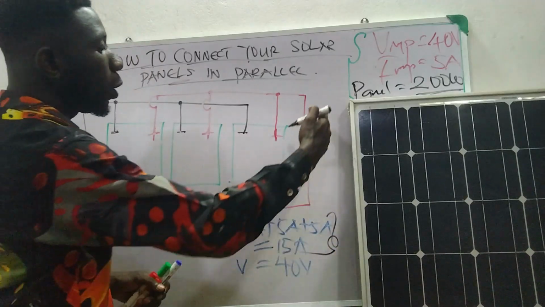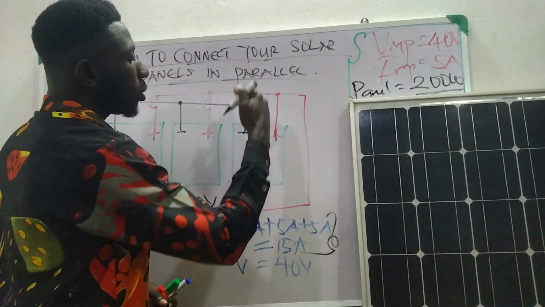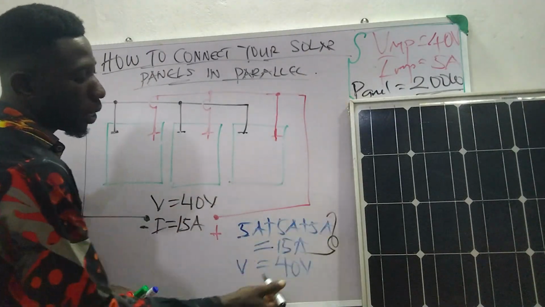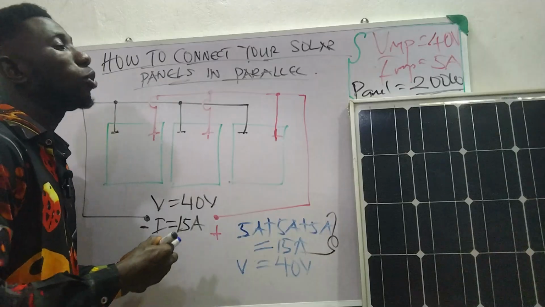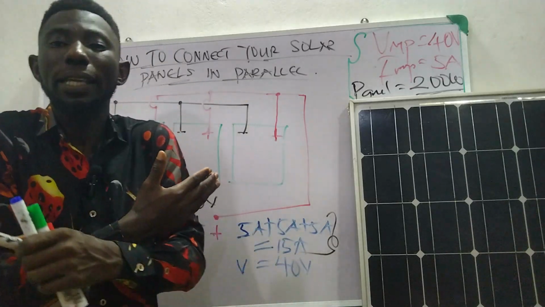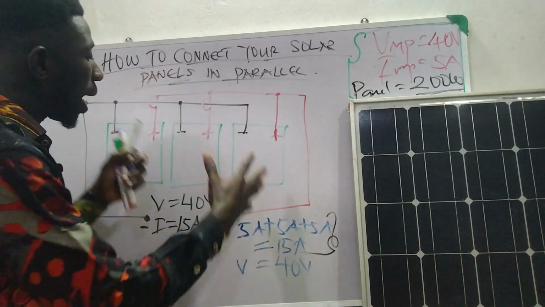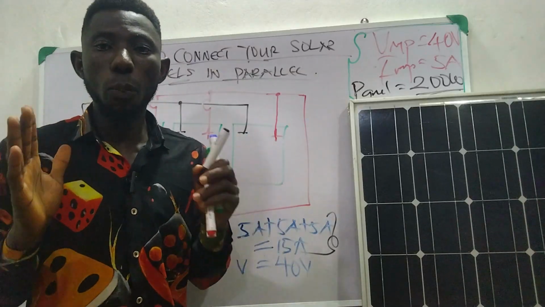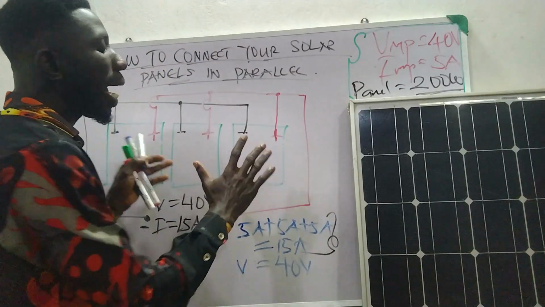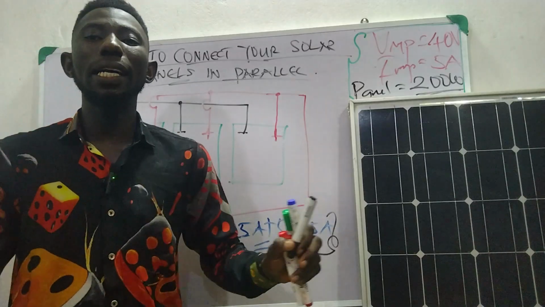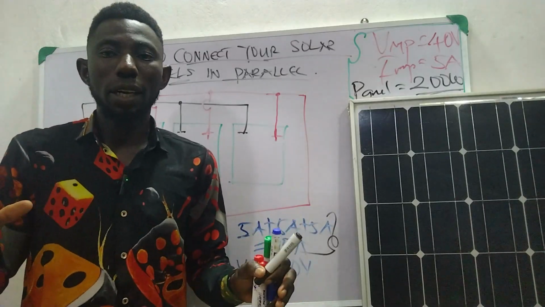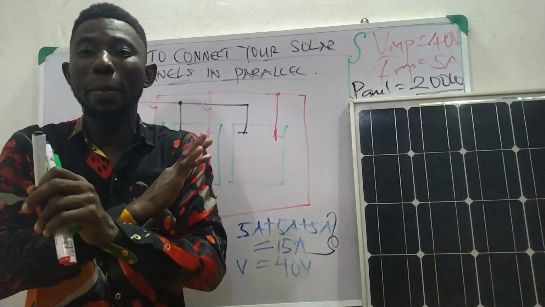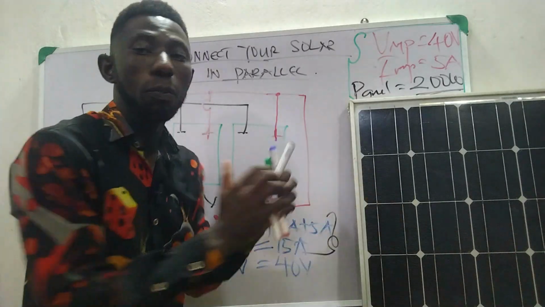And if you have another panel, you place it here and you connect it negative to negative, positive to positive, you also add another 5 here to give you 20 amps. So this is how you add it up to any number that you want. So these are the rules, and this is how to connect panels in parallel. I hope we are together. The same principle applies to batteries, but batteries are rated differently from a solar panel. But the laws of connection remain the same for both panels and batteries.